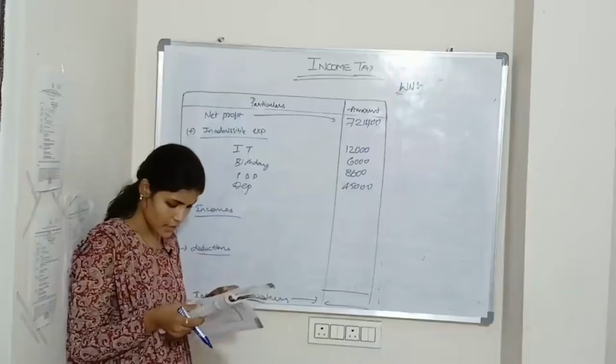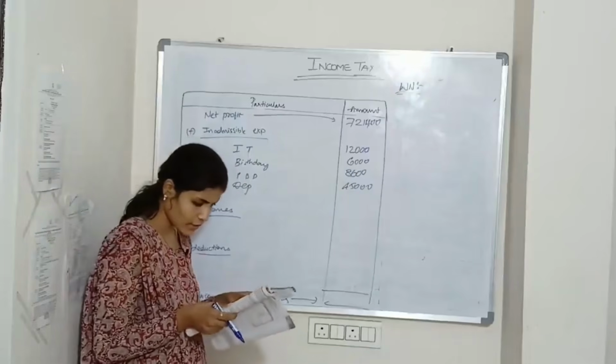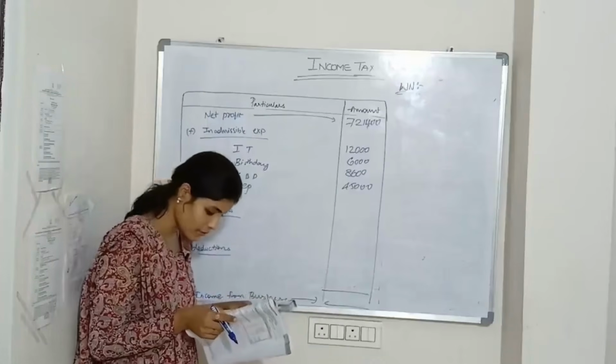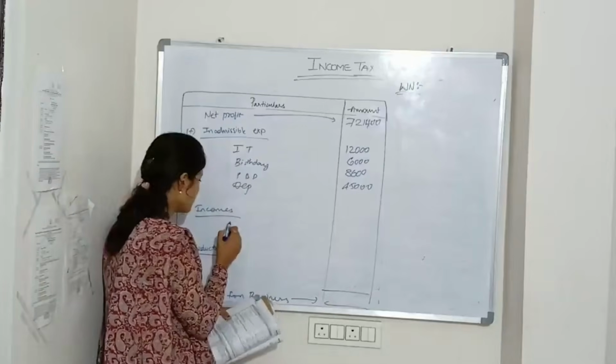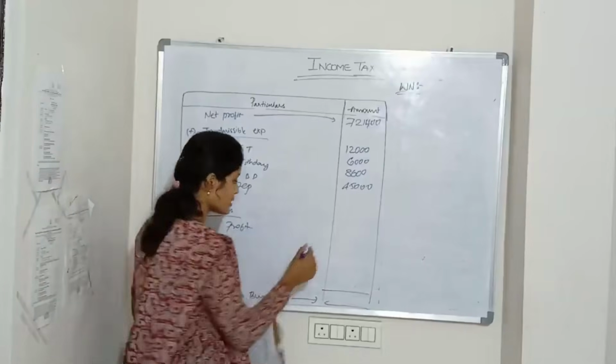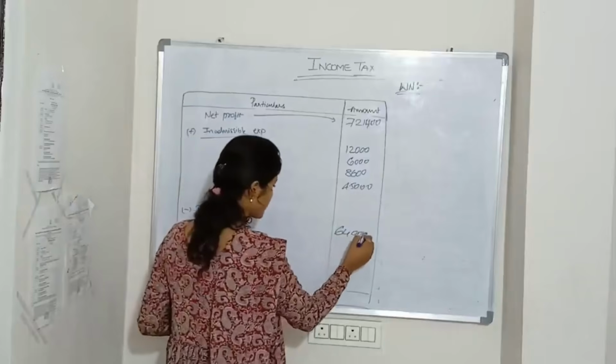Okay, next gross profit you should not take. Rent from staff quarters you should not take. Profit on sale of land you can take. It is an income for us, no? Profit on sale of land, how much? 64,000. Got it students?